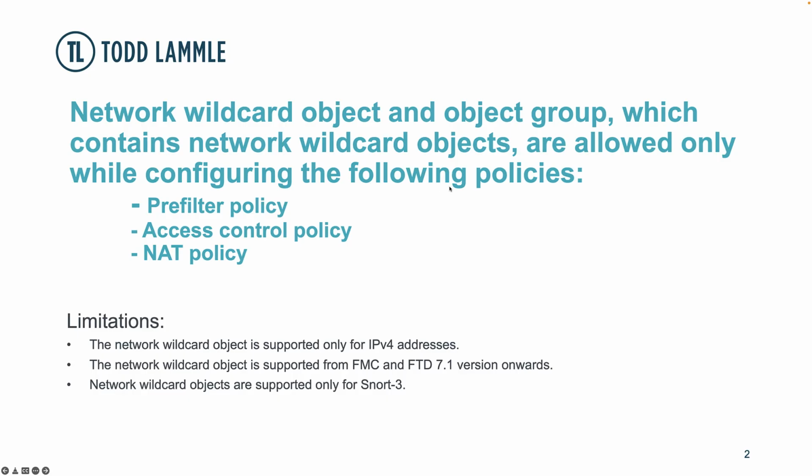One more thing I want to discuss with you before we go is those network wildcards. You can use these in the prefilter policy, the access control policy, and the NAT policy. There are some limitations. You can only use them for IPv4, and your FMC and FTD both must be running 7.1 or later code. And they're only going to be filtered with Snort 3. So if you're only running Snort 2, that's what I would call a limitation.